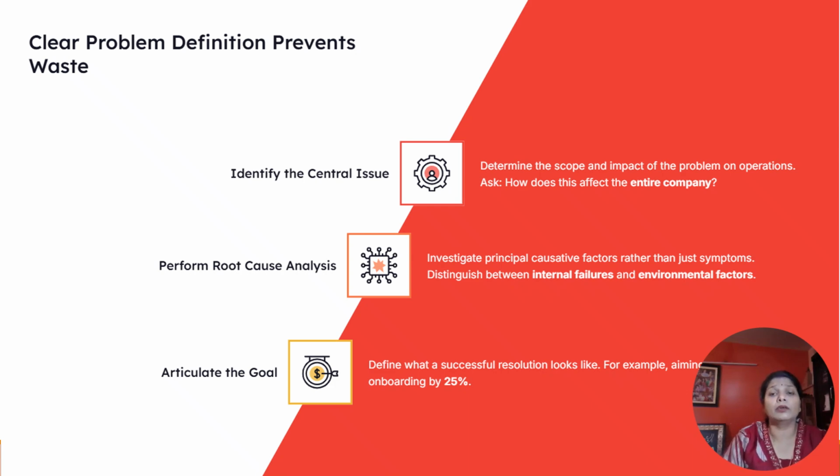The final step is to articulate the goal. A well-defined problem must be paired with a clearly stated outcome. This involves specifying what success should look like in measurable terms. For example, aiming to increase client onboarding by 25%, or reducing the processing time by a defined margin. By following these steps, organizations avoid wasted effort, irrelevant analysis, and misguided solutions. Clear problem definition ensures that analytics is focused, efficient, effective, and aligned with strategic objectives.